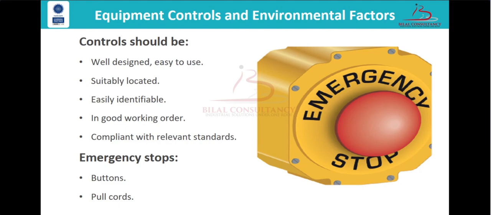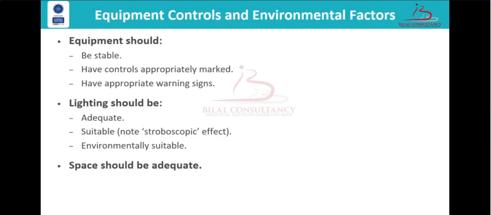Many machines should also have emergency stops fitted. These are controls that bring the equipment to a safe stop as quickly as possible. Emergency stops can be buttons or pull cords and should be positioned on or by the equipment, within easy reach of operators. For large machines, this means that several emergency stop buttons may be fitted at various locations around the machine.